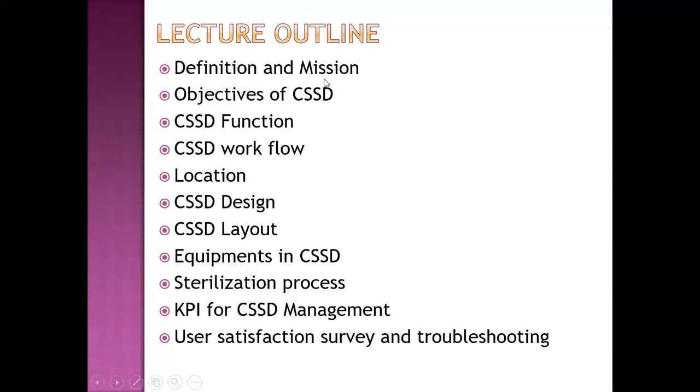This is my lecture outline. First I will define the CSSD. Then I will talk about objectives of CSSD, followed by CSSD functions and workflow. Then I'll talk about location, design and layout of Central Sterile Supply Department. Then I'll talk about equipments in CSSD. Then in brief, very brief about sterilization process, and finally about key performance indicators and user satisfaction survey and troubleshooting.